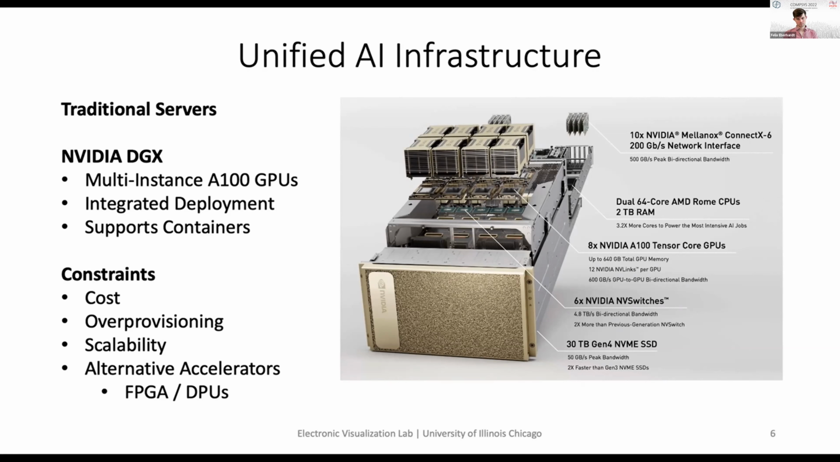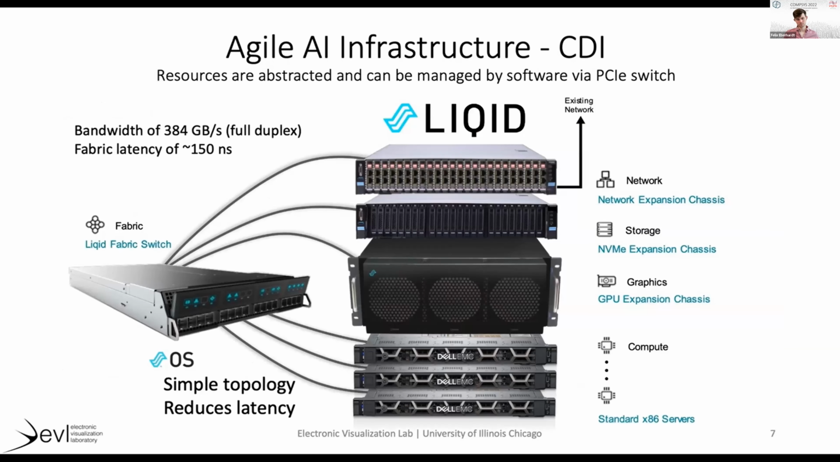And then also a lot of our faculty have specific requirements for alternative accelerators. So maybe they're doing FPGAs or they're doing DPUs. And so implementing those would require a separate server from a unified solution like this. So what we sort of settled on was composable infrastructure, right? Composable disaggregated infrastructure, CDI, where the resources can be abstracted and they can be managed by software.